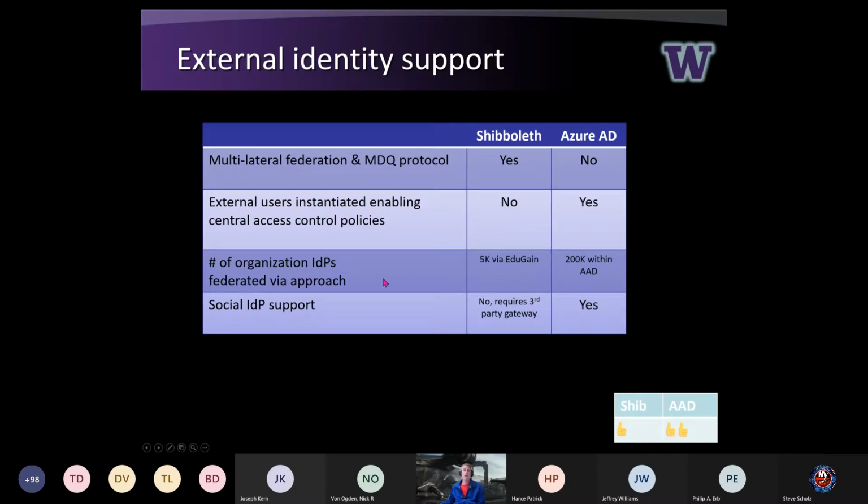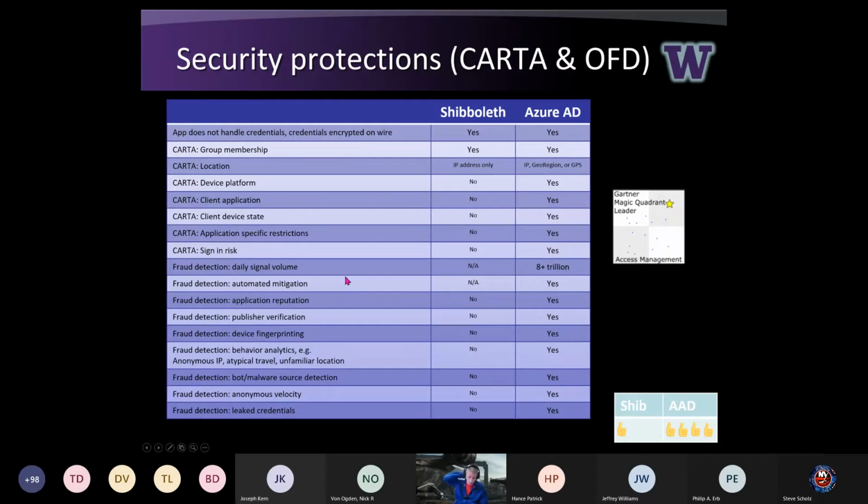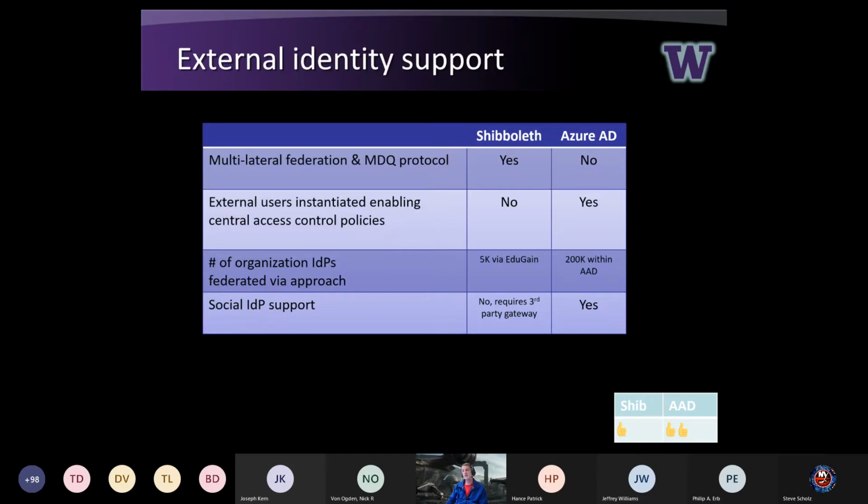Next line, how many IDPs, organizational IDPs, do you get via these two approaches? Well, at best, you can get 5,000 organizational IDPs via Shibboleth, via eduGAIN, which is the largest federation out there. With Azure AD, you get 200,000. Big difference there. Shibboleth does not provide social IDP support. You've got to get a third-party gateway to get that support. Azure AD supports that out of the box. 2 thumbs up here to 1 to Shib. Arguably, maybe 2.5, but that might be a little controversial. And I will note that I think a lot of people in the education sector think external identity support is a strength for Shib, when the reality is that it isn't.